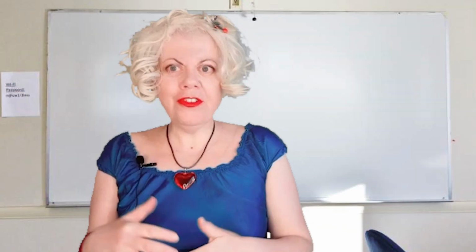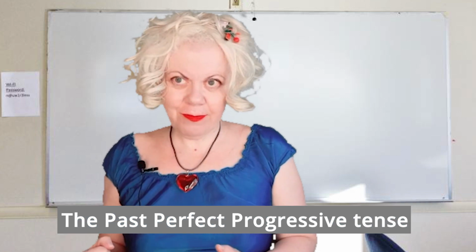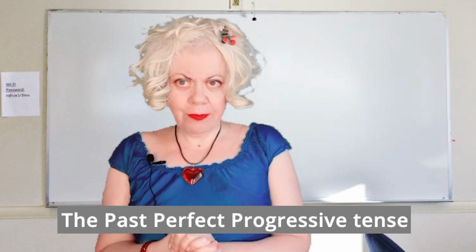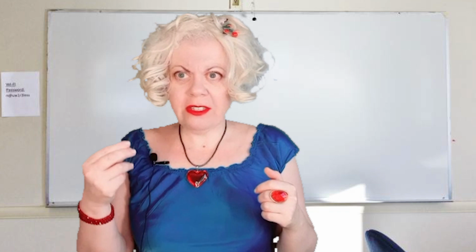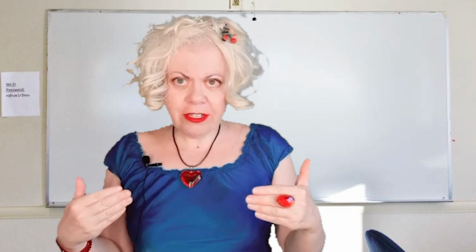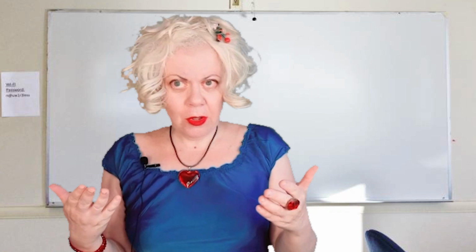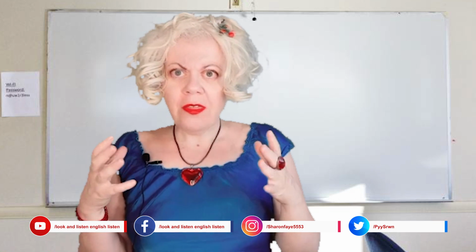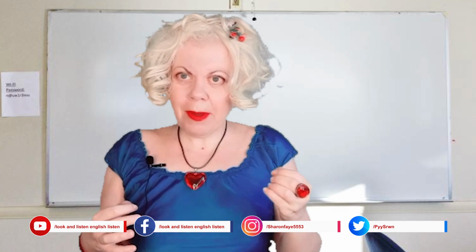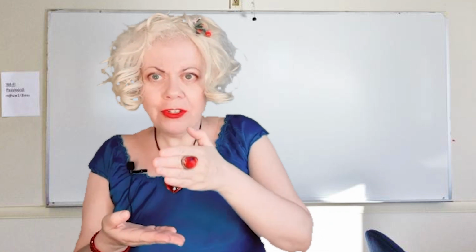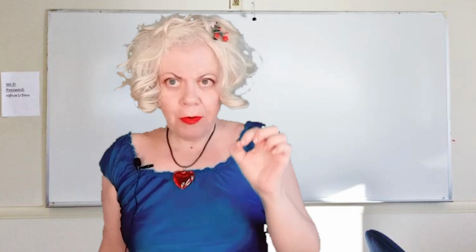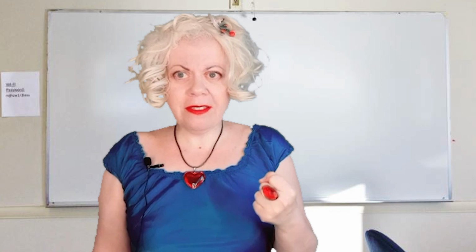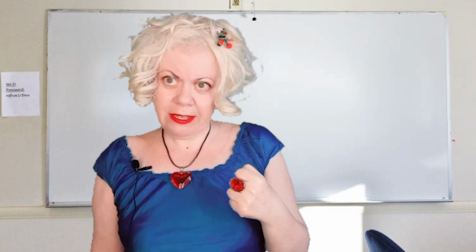Okay, so let's move on to the past perfect progressive tense. It's also known as the past perfect continuous tense. And it shows that an action that started in the past continued up until another time in the past. While the present perfect progressive is used to show that an action that started in the past has continued up to the present moment. The present perfect continuous usually emphasizes duration or the amount of time that an action has been taking place.